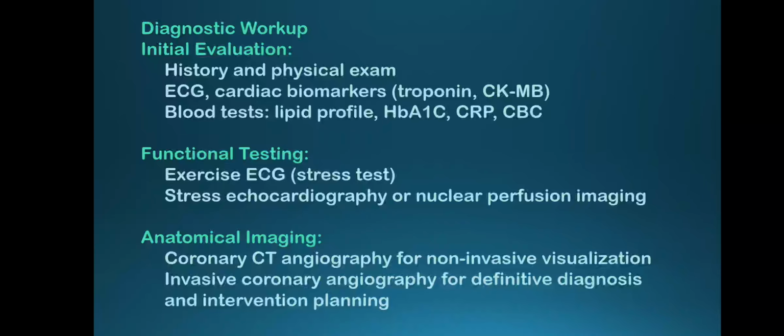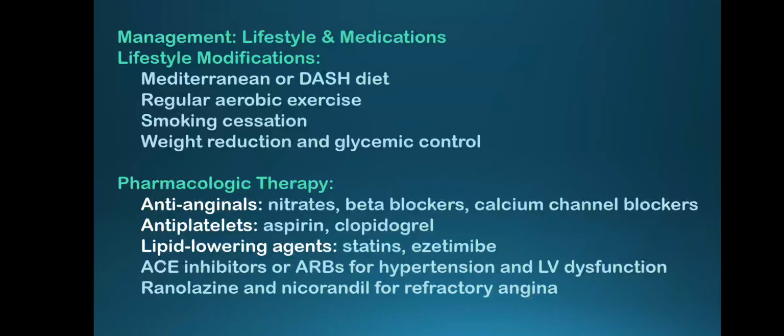Diagnostic workup: initial evaluation by history and physical examination, ECG, cardiac biomarkers like troponin and CPK-MB, blood tests: lipid profile, HbA1c, C-reactive protein, and CBC. Functional testing: exercise ECG, stress test, stress echocardiography, or nuclear perfusion imaging. Anatomical imaging: coronary CT angiography for non-invasive evaluation, and invasive coronary angiography for definitive diagnosis and intervention planning.